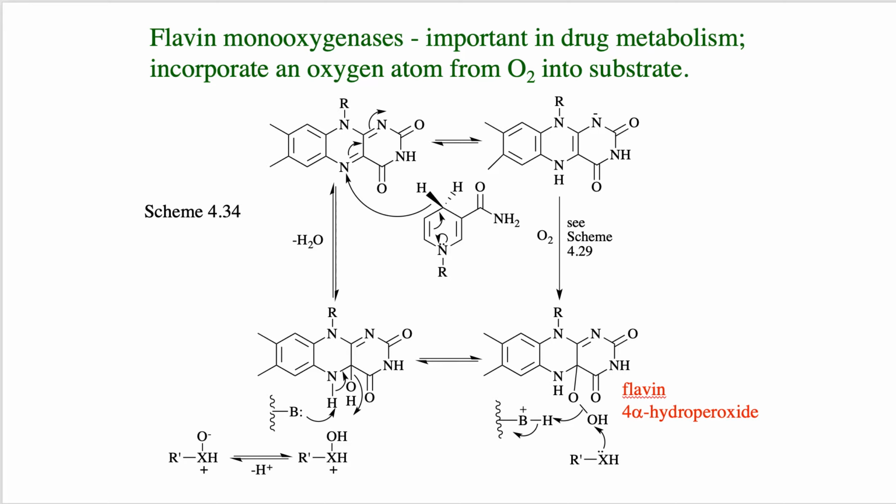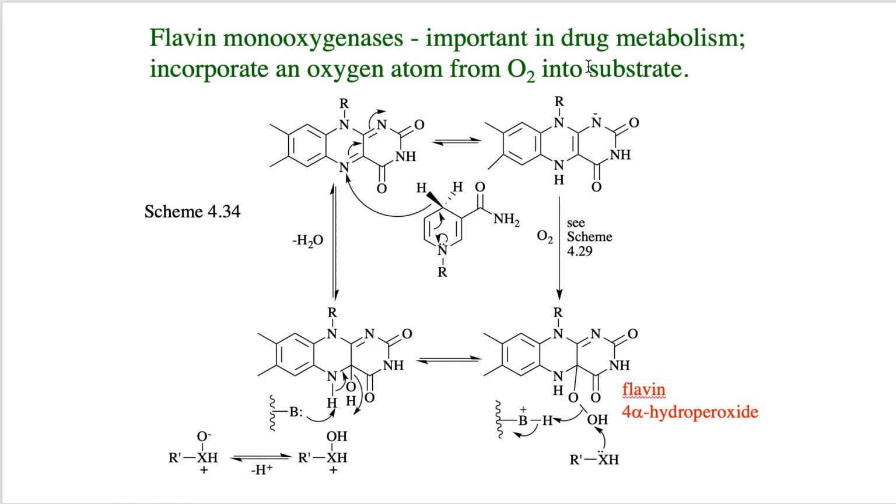So flavin monooxygenases, they're important in drug metabolism in general, in addition to neurotransmitter metabolism and any kind of amino acid metabolism, except for proline. And they do a number of different oxidation chemistry steps, which is really interesting. And notice here that we've got a hydride from NADH, in this case, doing part of the chemistry.